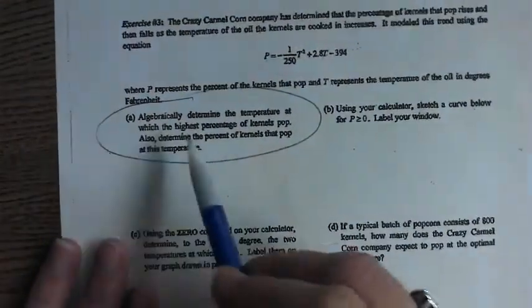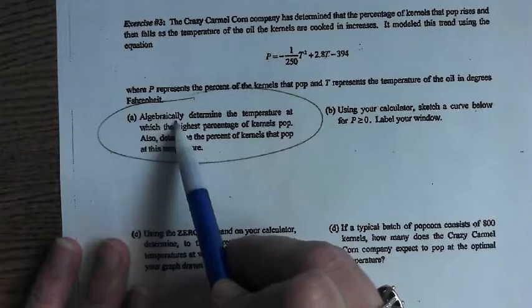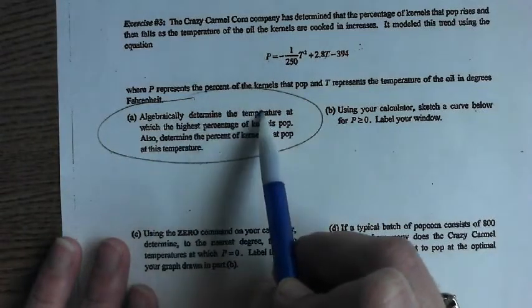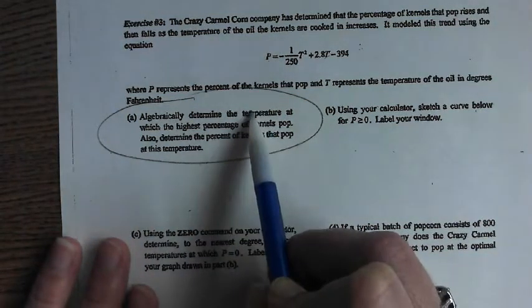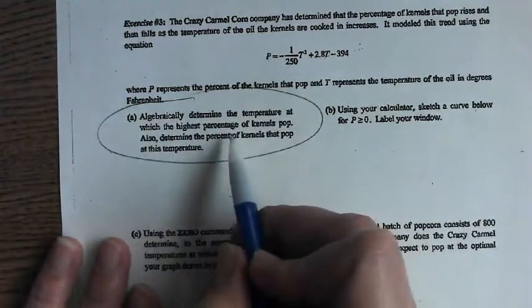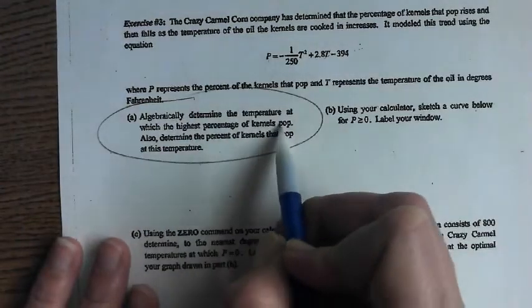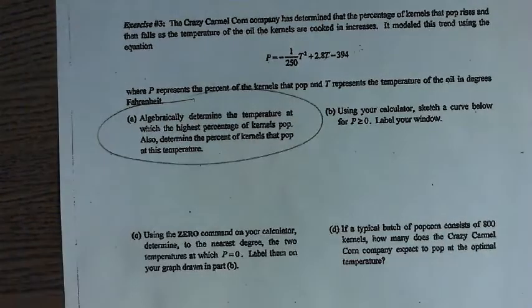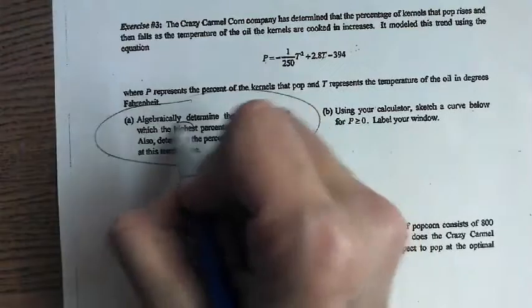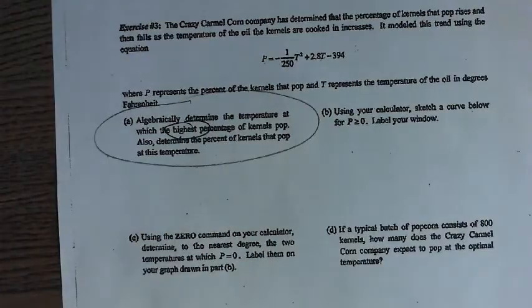The biggest thing I want to talk about on this one is part A. And you need to be able to read into this, because this says algebraically determine the temperature, so we're looking for T, at which the highest percentage of kernels pop. So they're not asking us for the temperature and telling us the percentage. They're asking us for the highest. Sometimes you'll be asked for the lowest. Sometimes you're asked for the maximum. Sometimes you're asked for the minimum.